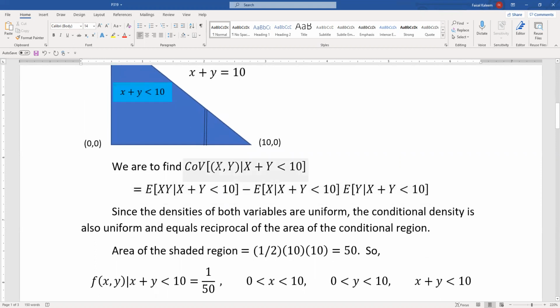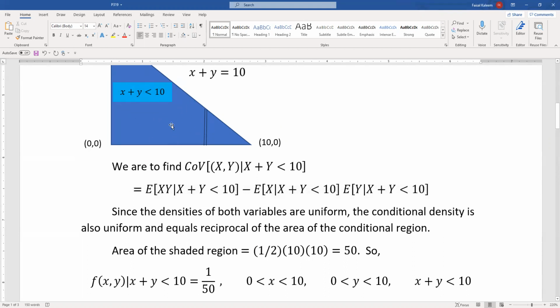Normally you know that covariance of XY is E of XY minus EX EY. But this time we'll have E of XY given X plus Y is less than 10 minus E of X given X plus Y is less than 10 times E of Y given X plus Y is less than 10. Now, to get these expected values, we have to get the conditional PDF. Since the densities of both variables are uniform, the conditional density is also uniform and equals the reciprocal of this area.